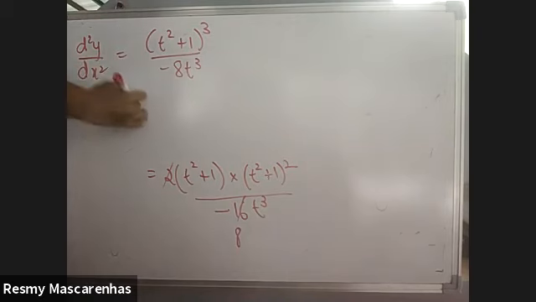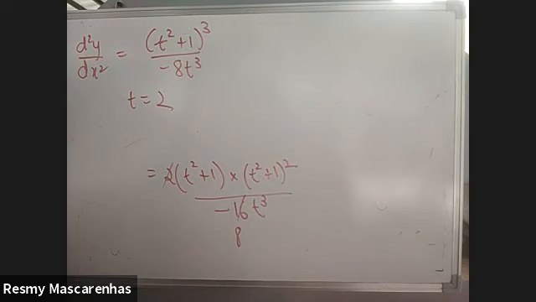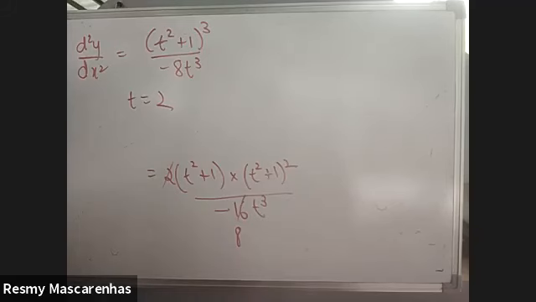Put the value of t as 2 and tell me the answer you are getting. Wherever there is t, put 2 and solve. Minus 27 by 8. How much? Minus 27 by 8. I'm not able to hear you. You just type it.